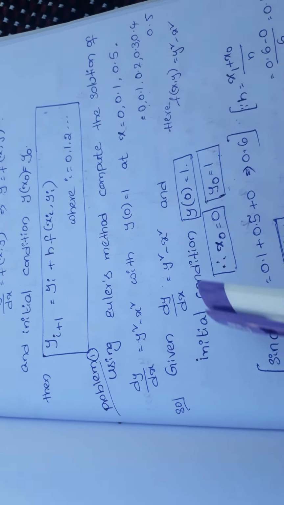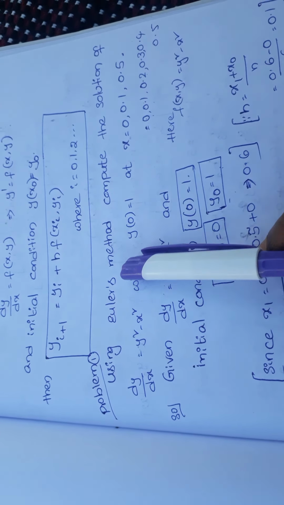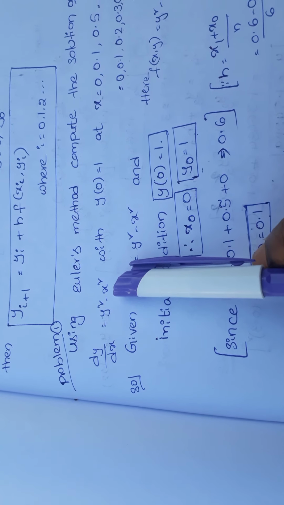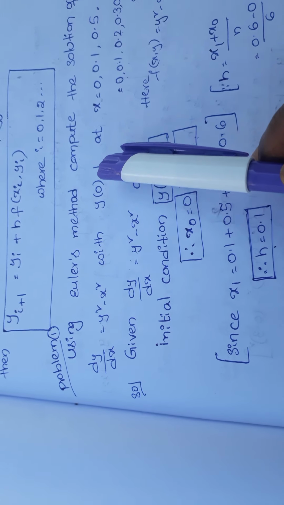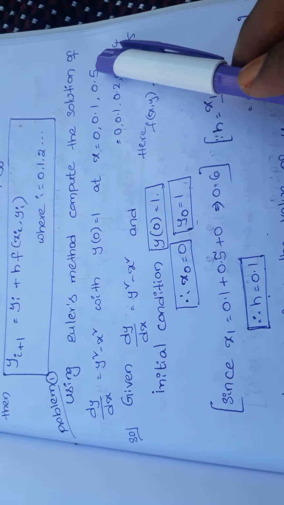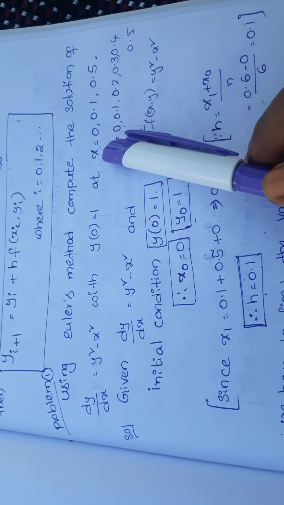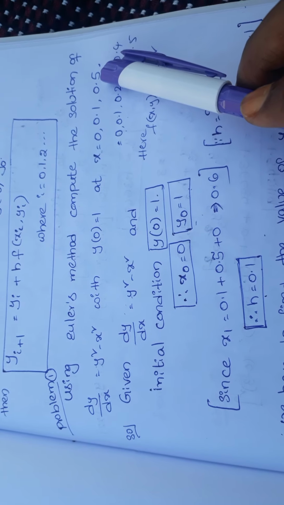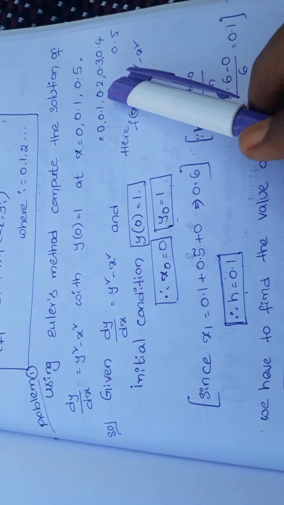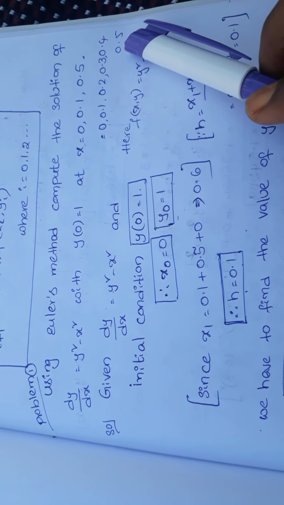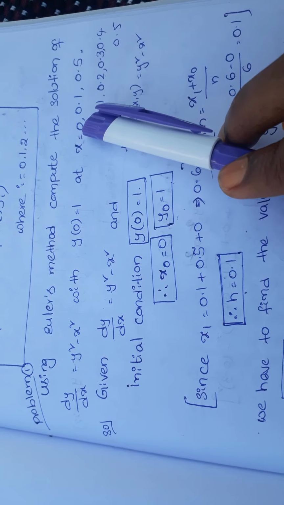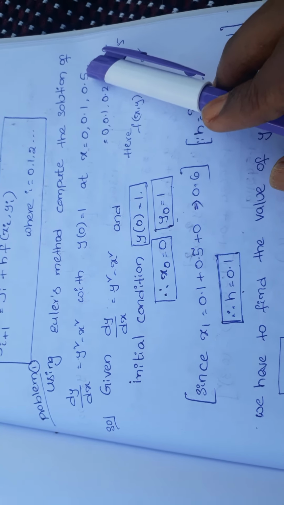Okay, come to the problem. Using Euler's method, compute the solution of the differential equation dy by dx is equal to y square minus x square with y of 0 is equal to 1 at x is equal to 0, 0.1, up to 0.5. Here x is equal to 0, 0.1, 0.2, 0.3, 0.4, 0.5. So that is the limit of x, 0 to 0.5.